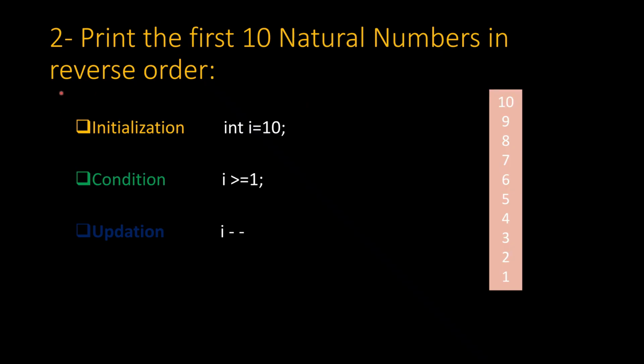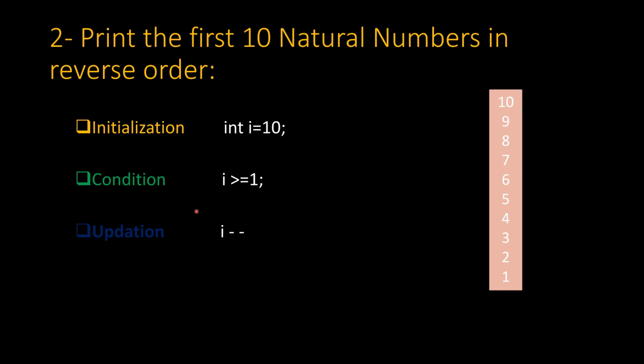Our second project is printing the first 10 natural numbers in reverse order. So we will start from 10 and then 9, 8, 7, 6, 5, 4, 3, 2, 1. Here I have written the three statements of for loop, that are initialization, condition and updation, and I have modified these according to our project. Here I have declared the loop variable i and assigned it a value of 10. So this value will be printed at the start, and we will start from this value 10.